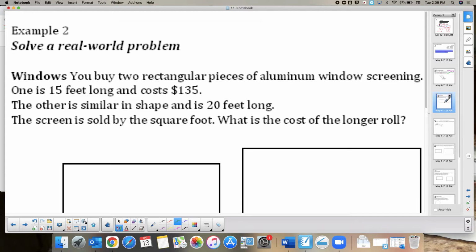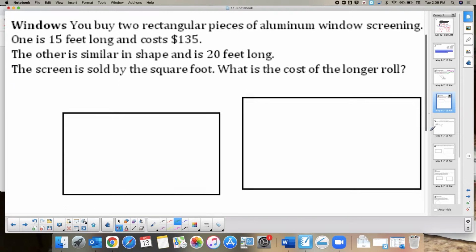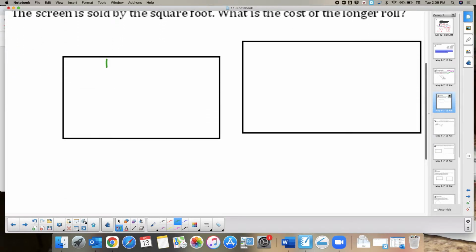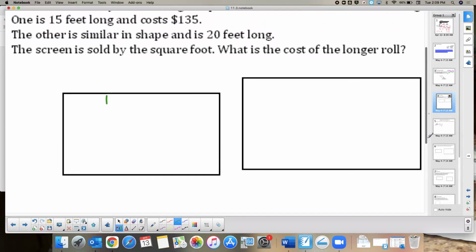Taking a look at your next example then, it says you buy 2 rectangular pieces of aluminum window screening. One is 15 feet long and costs $135. The other is similar in shape and is only 20 feet long. So the screen is sold by the square foot. What is the cost of the longer roll?